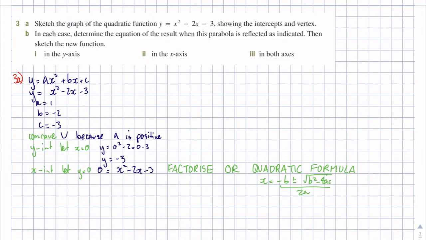I'm going to factorise. So, two things that multiply to give negative 3, that add to give negative 2. X take 3, x plus 1. So x equals 3 and x equals minus 1. You would have gotten the same answer both ways. Okay, next step. Axis of symmetry.